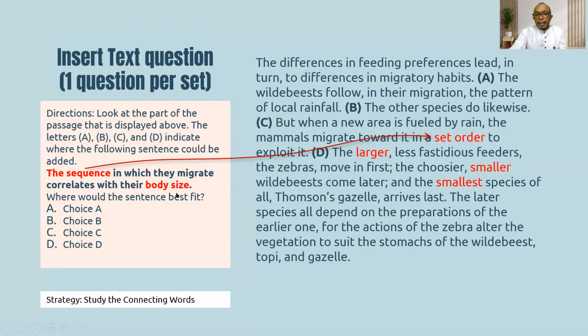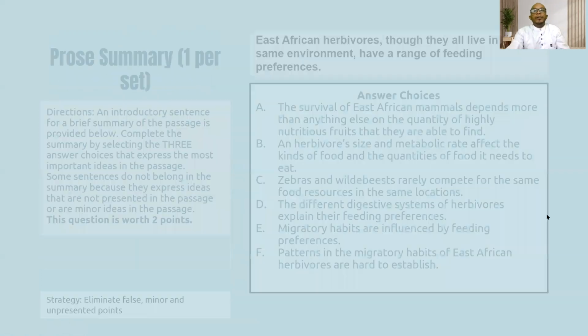And the next connecting words here are body size. So the sentence after this will likely discuss body size, and that is in line with the following sentence for the place D. Okay, so those connecting words make option D the best place to put this sentence. Okay, continue with the next one.